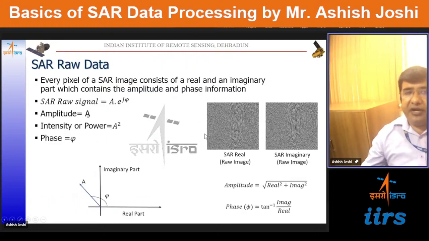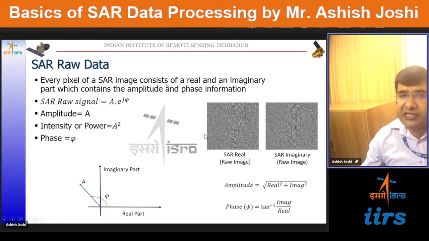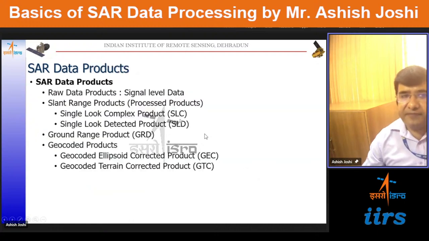So this is the SAR raw data, in which we can see the SAR real component and the SAR imaginary component. We can derive the amplitude by the square root of real square plus imaginary square, and the phase is given by the tan inverse of imaginary by real. So every pixel of the SAR image consists of a real and an imaginary part, which contain the amplitude and the phase information.